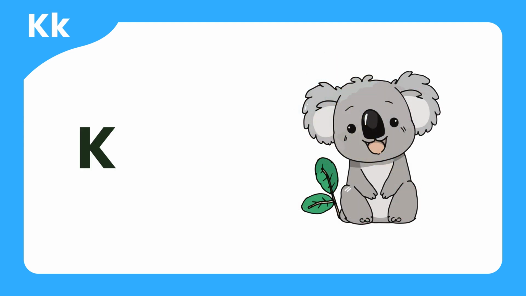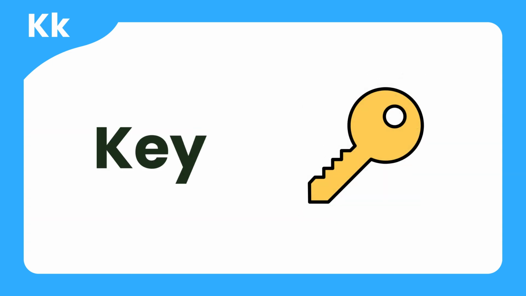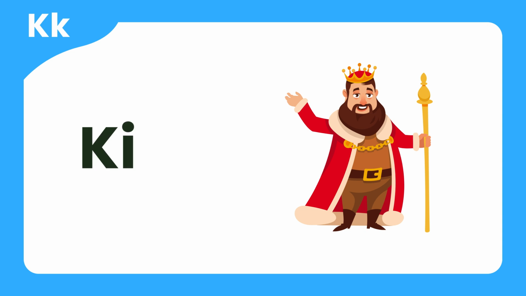K is for koala. The koala sleeps in the tree. K is for key. I use a key to open the door. K is for king. The king wears a crown.